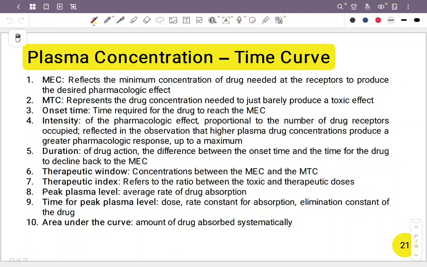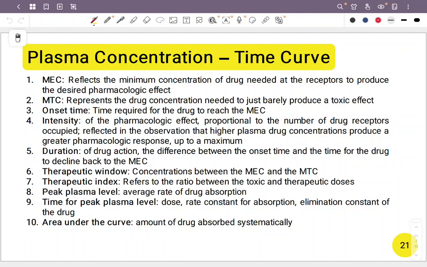So our first term is the MEC or minimum effective concentration, and this reflects the minimum concentration of drug needed at the receptors to produce the desired pharmacologic effect. And diba na-mention ko ni, dapat ma-reach na to ang MEC para na ay pharmacologic effect, ma-reach siya or ma-exceed dara sa MEC ang concentration sa drug present sa atong site of action para na ay pharmacologic effect.